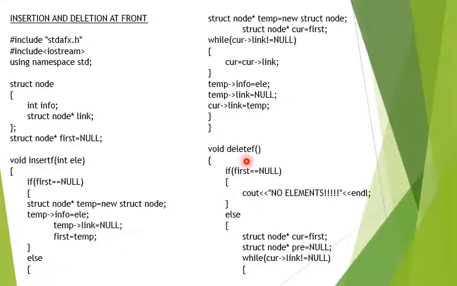After that, for deletion at the front end, we check the condition using an if statement. If first is null, it is not possible to delete any value because the list is empty. Else, if it is not empty, then struct node star current is equal to first, and struct node star previous is equal to null, where the previous value is assigned null and the current value is assigned first, where it will be traversing again.